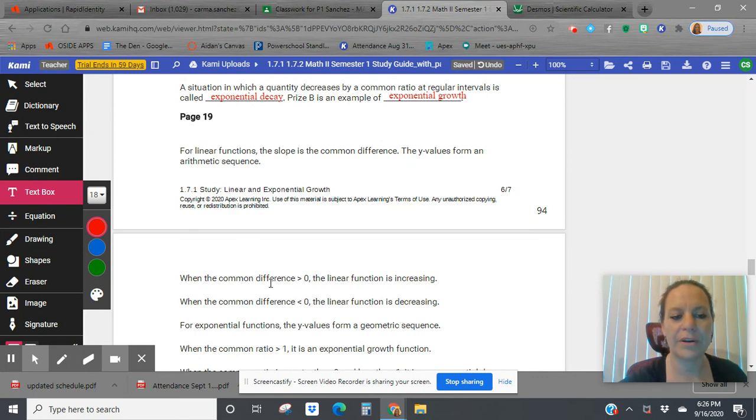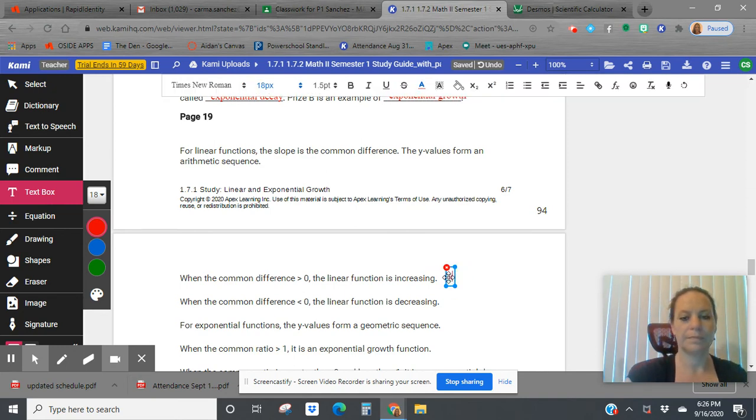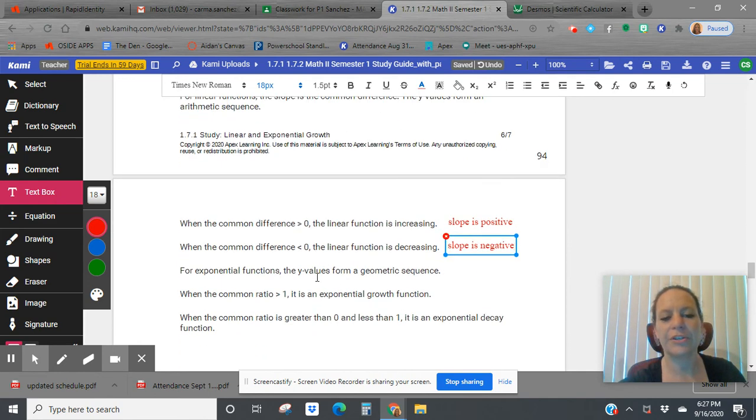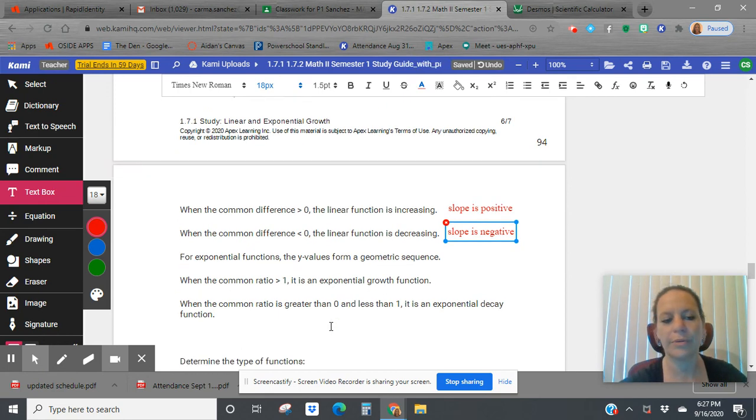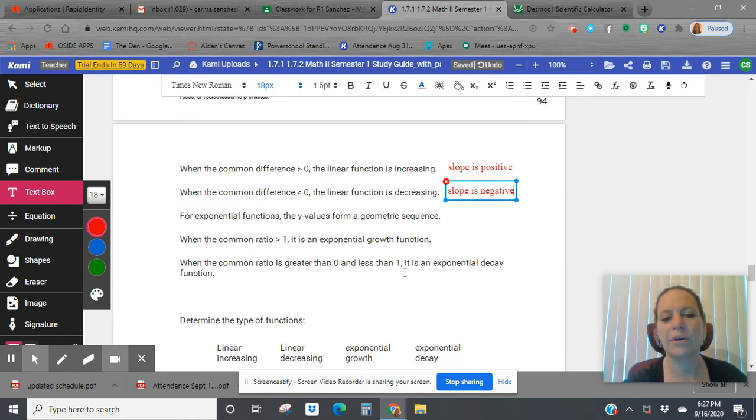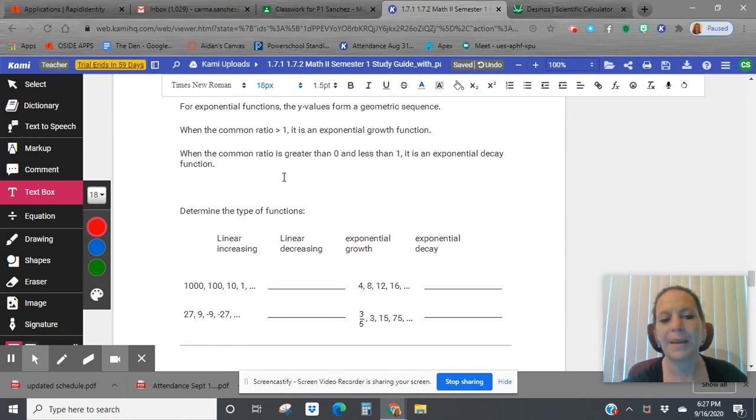For linear functions, the slope is the common difference. The y values form an arithmetic sequence. When the common difference is greater than 0, the linear function is increasing when the slope is positive. When the common difference is less than 0, the linear function is decreasing when the slope is negative. For exponential functions, the y values form a geometric sequence. When the common ratio is greater than 1, it's exponential growth. When the common ratio is greater than 0 and less than 1, it's exponential decay. That means it's going to be a fraction.